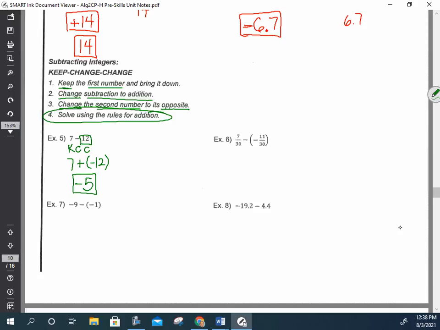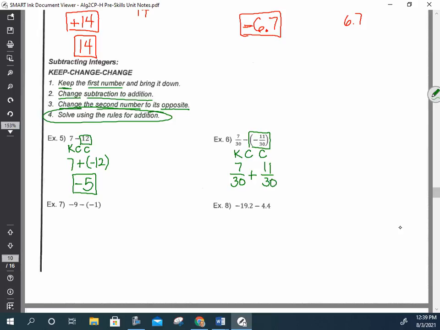That's how the keep, change, change mindset works. Example 6, 7 over 30 minus negative 11 over 30. Keep the first number, change subtraction to addition, change the second number to its opposite. So the opposite of negative is positive.